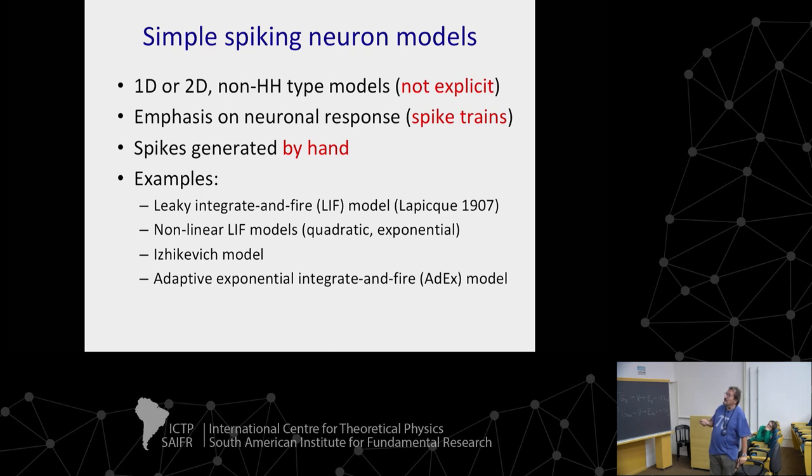The leaky integrate-and-fire, the famous LIF model, is by far the most popular simple model used nowadays. There are non-linear versions of that. There's the Izhikevich model; Izhikevich is a Russian scientist now based in the US. There's the adaptive exponential integrate-and-fire model, proposed by Brette from France and Gerstner from Switzerland some years ago. I see that I'm running over time and have still only reached more or less half of the first talk, so I really have to rush now. I'm sorry about that.